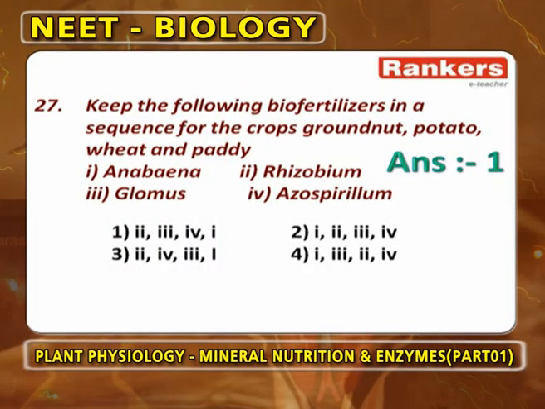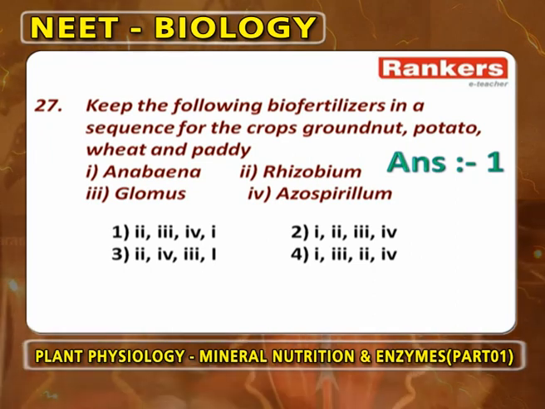So for this, the answer is 1. For groundnut, Rhizobium. For potato, Glomus. For wheat, Azospirillum. And for paddy, Anabaena.